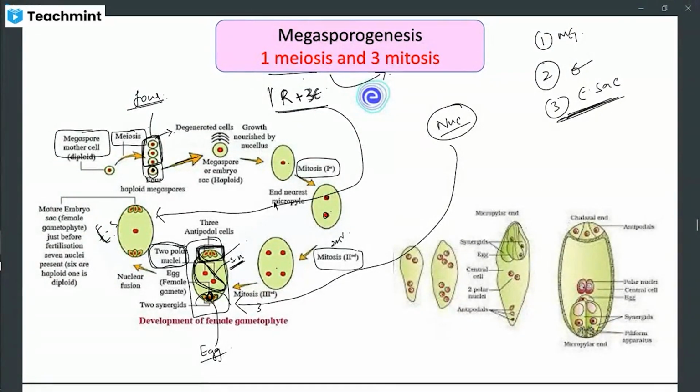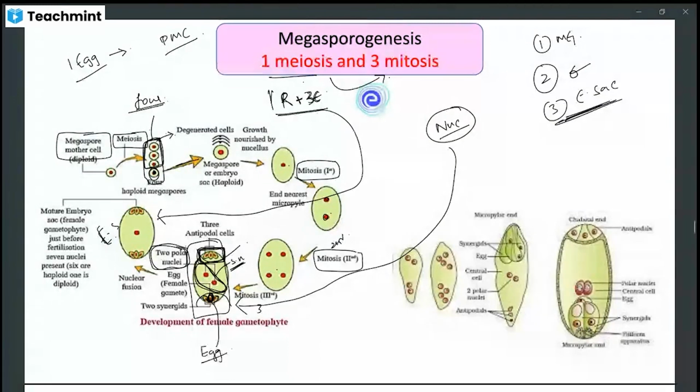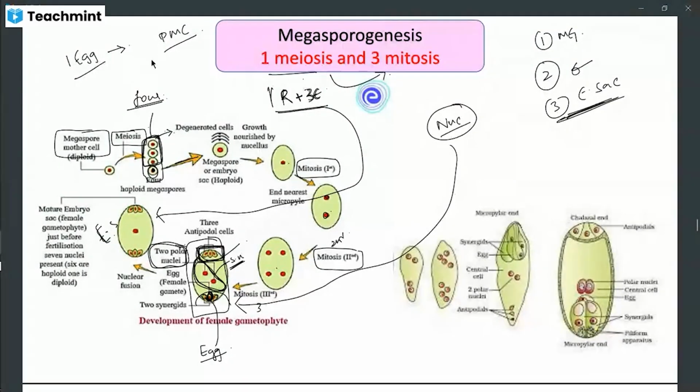So just tell me, for the production of one egg cell, how many pollen mother cells are required? No, sir, it's megaspore mother cell, not pollen mother cell. So what will be the answer? 0. The PMC doesn't have any role in this. So for the production of 1 egg cell, there is no requirement of the pollen mother cell. For the production of 1 egg cell, how many megaspore mother cells are required?